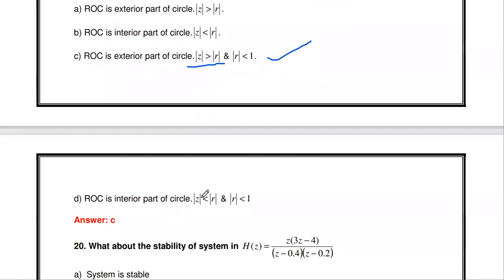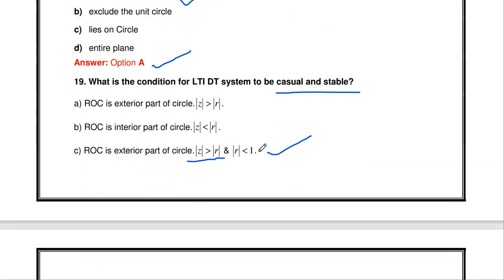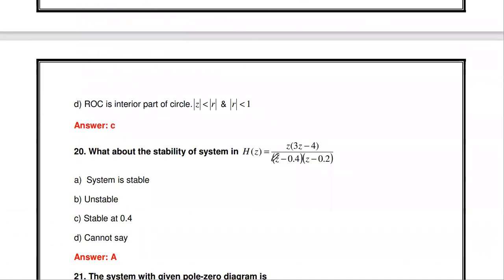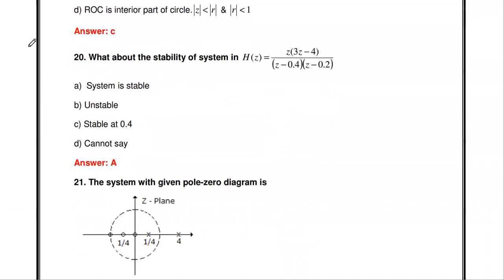In the fourth option, you see less than R, the interior part of a circle, so this is not correct. So the correct condition to check causal and stable is modulus of z greater than R, and the radius should be less than 1. Okay, that's the thing.